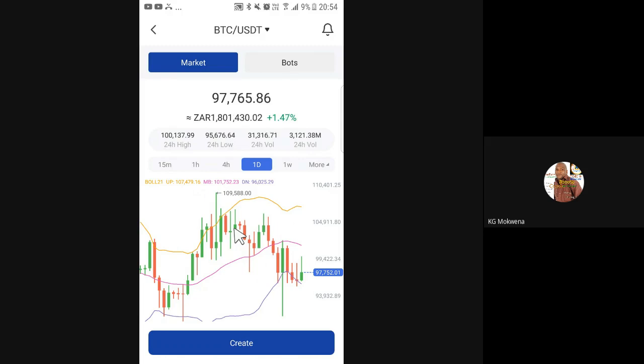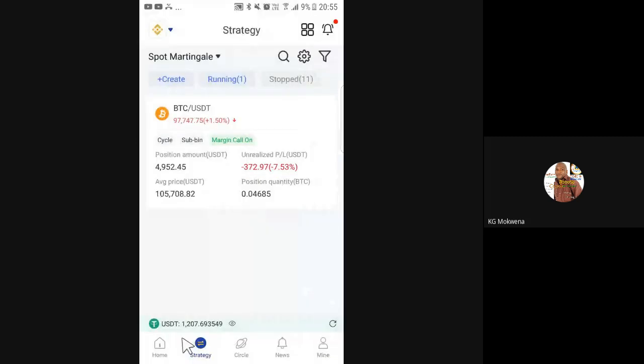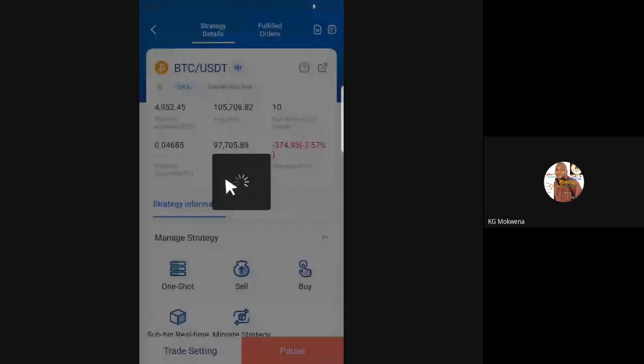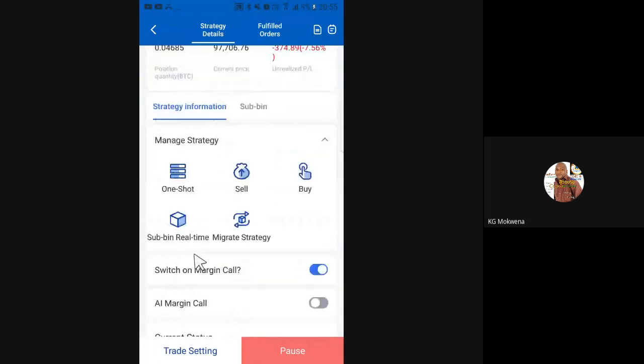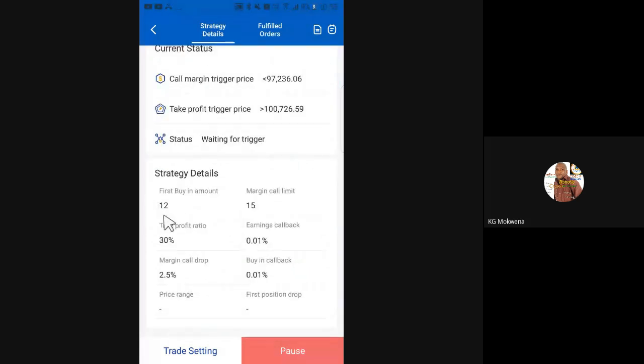I'm of the opinion that there should be a better understanding of the difference between margin call drop and multiple buy-in ratio. Because this is recorded, we don't want it to take long. Let's say you see BTC where it is, and you want the robot to buy another BTC for you with $200. You look at your first buy-in amount. You click on that, and then you go down. Can you see the first buy-in amount is $12? You want to put how much?